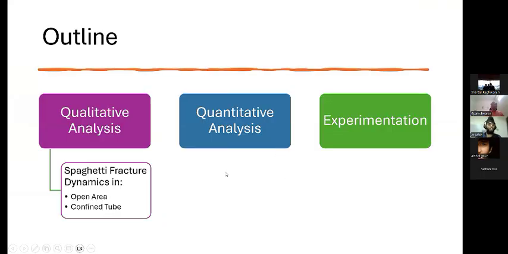Here's the outline of my presentation. Firstly, I will be doing a qualitative analysis of the phenomenon, where we will discuss the spaghetti fracture dynamics in first an open area and then in a confined tube. Then I will be doing a quantitative analysis of the phenomenon. And finally, we will be closing it with my experimentation and the results that I obtained.